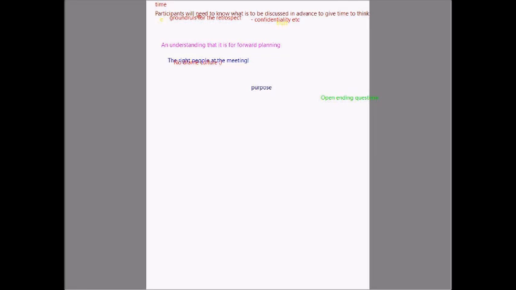Participants will need to know what is to be discussed in advance to give them time to think. I've run out of text on there, but yeah, I think that's absolutely right. But remember, people will have been involved very closely in this project. These are people who have been immersed in it for a long period of time. There are some good suggestions there, which I think are absolutely critical. Something else that somebody's put there is respect for each other, which, again, I think is really important.